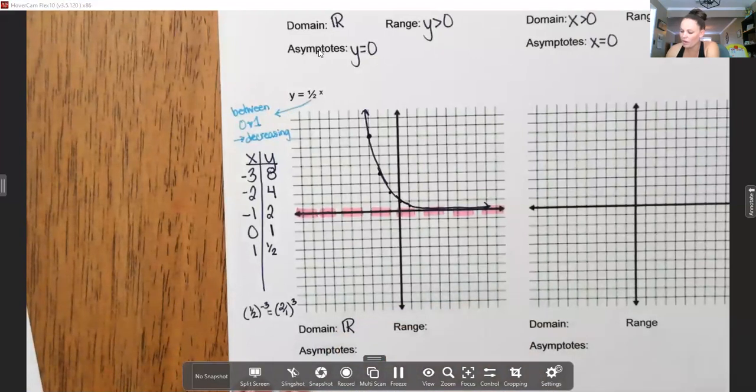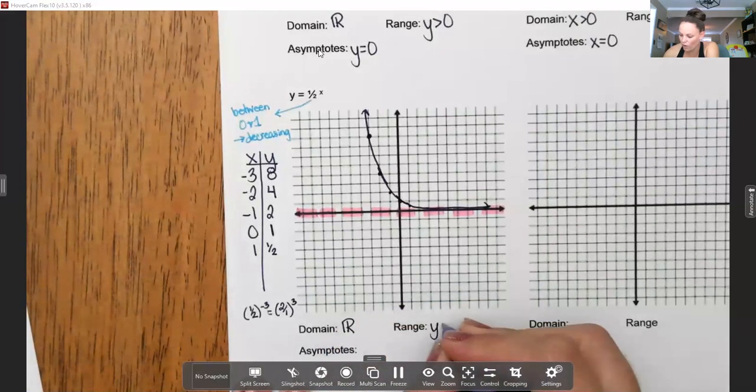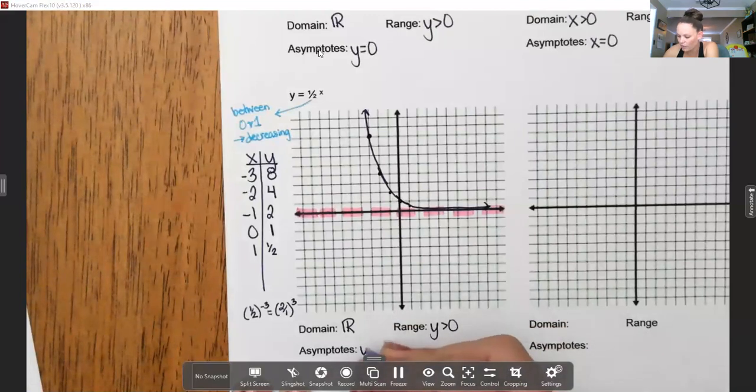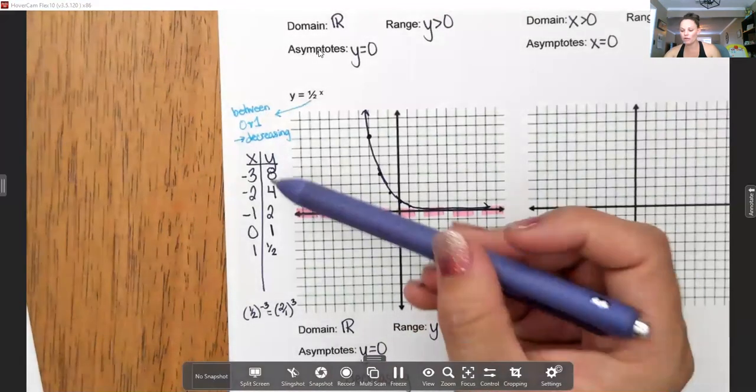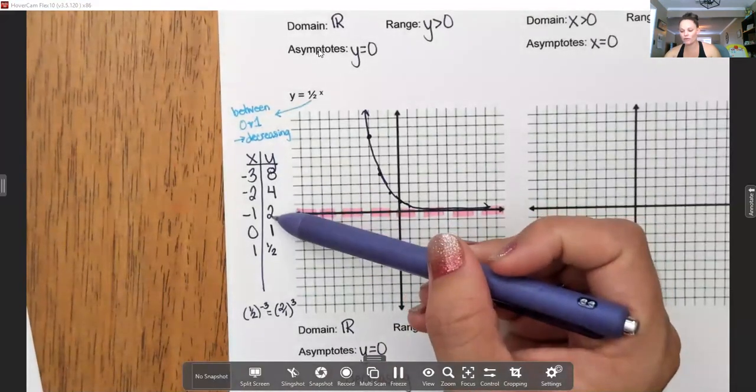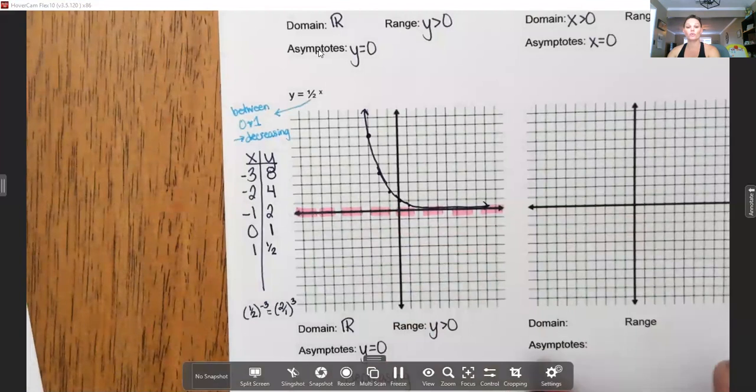It still has a domain of all real numbers and a range of y is greater than 0. It's just decreasing now because our multiplier is between 0 and 1. If I fill in my table, I'm multiplying by 1/2 or dividing by 2.